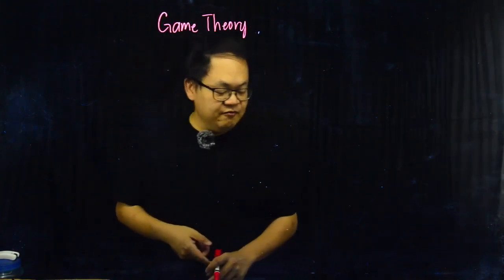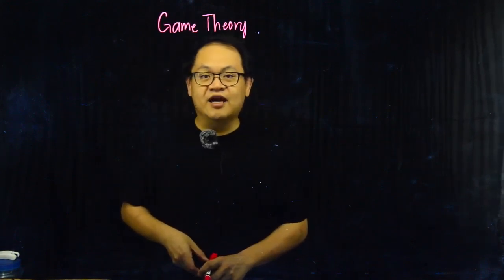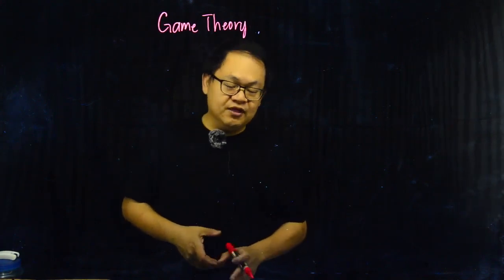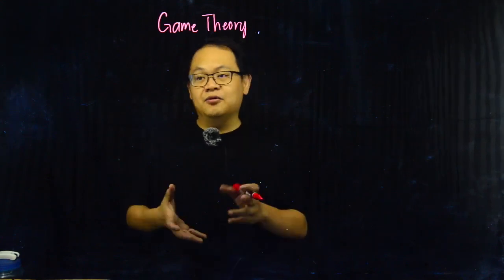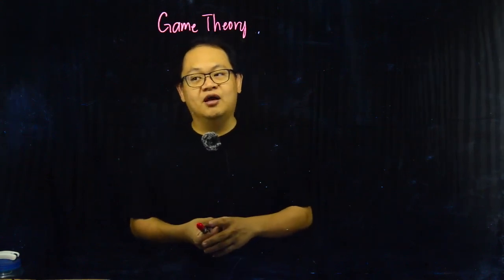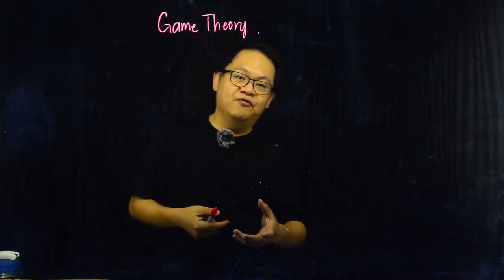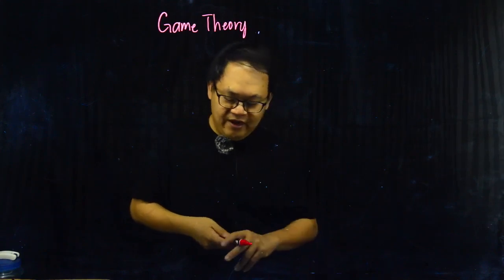Game theory is the study of mathematical models of conflict and cooperation between intelligent, rational decision makers. If I were to put it simply, it's the mathematical study of competitive games. And later on, we will be defining the composition of a game. Okay. However, let me start off by giving you an example.